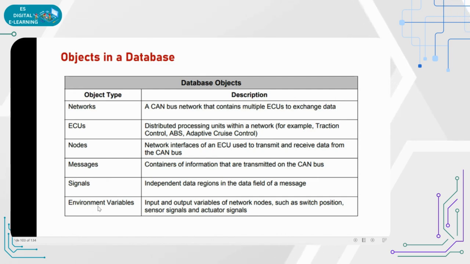Next, to understand the environmental variable: input and output variables of the network node, such as a switch position, sensor signal, and actuator signals. This will be part of the environmental variables. Just consider the network, nodes, messages and signals. An environment variable means the input and output of the ECU.